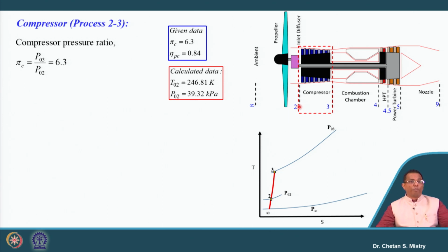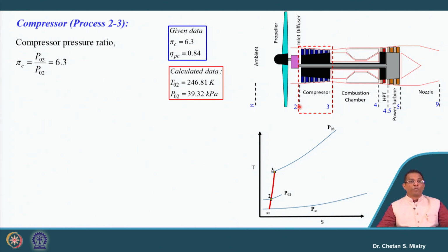It is my compressor, and for the compressor we are given a pressure ratio of 6.3. Be careful here: it is given as PC, that is the polytropic efficiency of the compressor, and this polytropic efficiency is 84%. Be careful. This is not the adiabatic or isentropic efficiency. It's a polytropic efficiency. Polytropic efficiency we have defined earlier. It is per stage efficiency. Okay. So let's look at how we proceed.